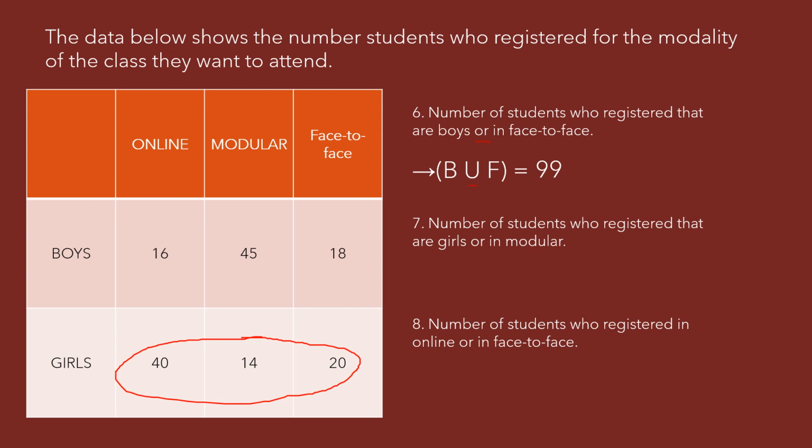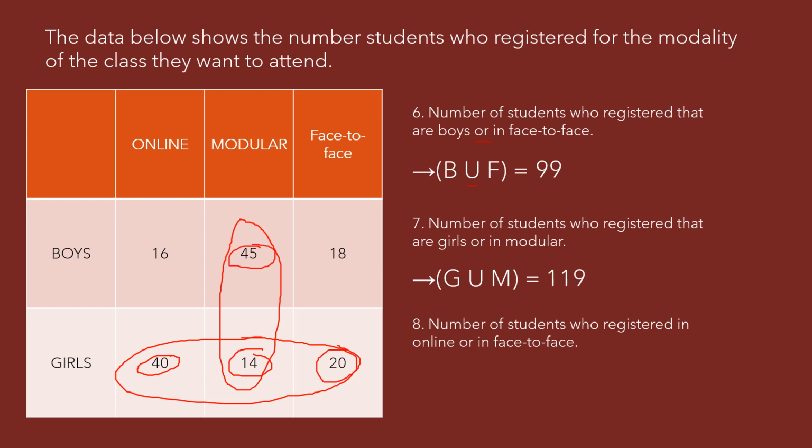Or means union. Then modular, these are the numbers. So for us to find the union between these two, again, we just simply add up all of these numbers involved. So we do have 40 plus 14 plus 20 and plus 45. So upon adding those numbers correctly, that gives us 119 as the union of girls or modular.